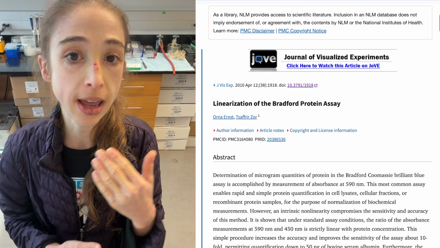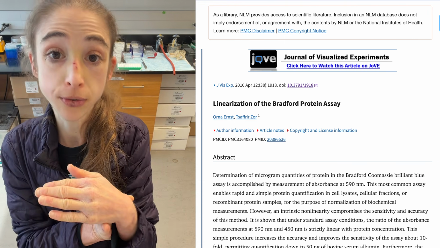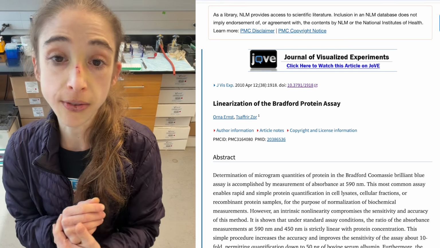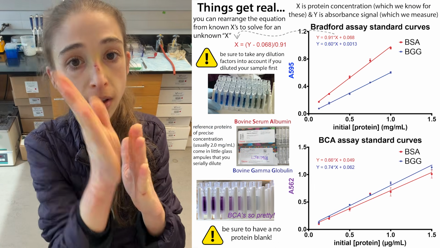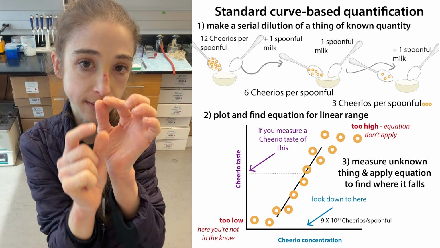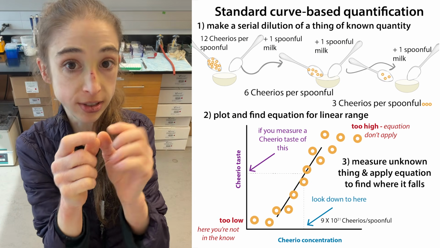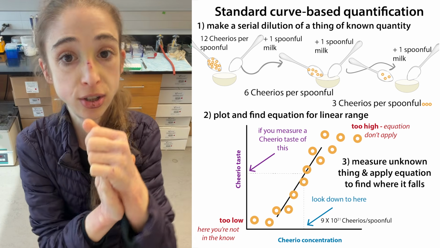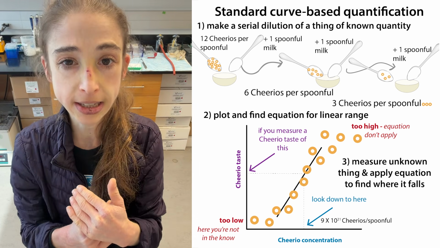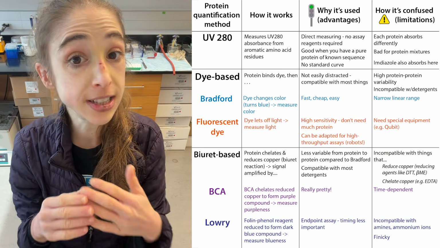You can do a ratio of 595 to 450 to try to get a better linear curve, as opposed to just taking 595 alone. You're going to get points that you then fit a curve to, and then you can basically take your protein, measure it, see how blue it is, and compare it to that standard in order to figure out what concentration your protein is. But these methods are biased too.